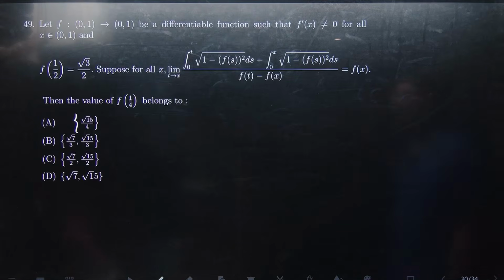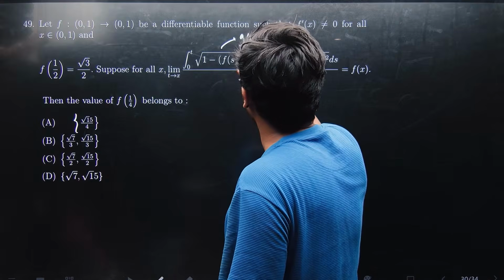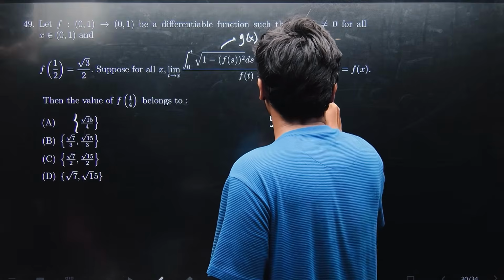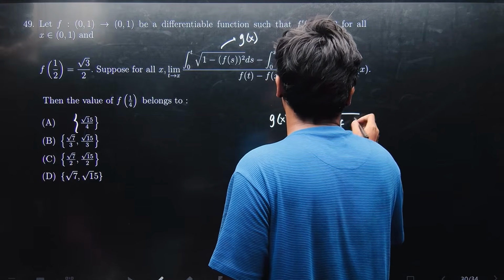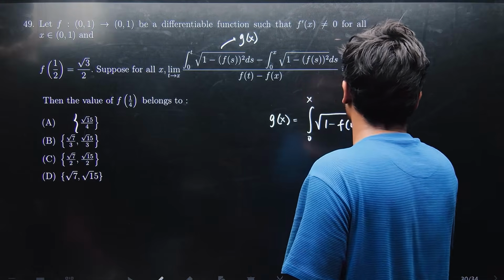Alright, coming to the next one. Suppose limit t going to x of integral 0 to t square root of 1 minus f squared minus integral 0 to x square root of 1 minus f squared ds divided by ft minus fx is equal to fx, okay? So observe that I can literally write this as some function gx, okay? So if I define a function gx to be integral 0 to x of square root of 1 minus f, I don't know, some variable, say fu square du, right?